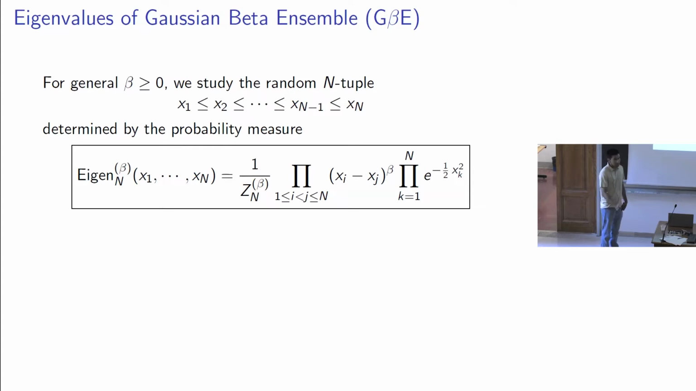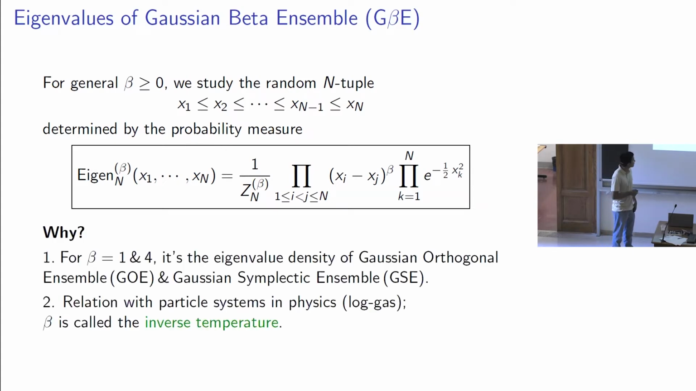Okay, and I want to see what happens also as n goes to infinity. So I will ask the same type of questions. But first of all, maybe you want to ask why consider even this thing? You could just consider any kind of probability measure.